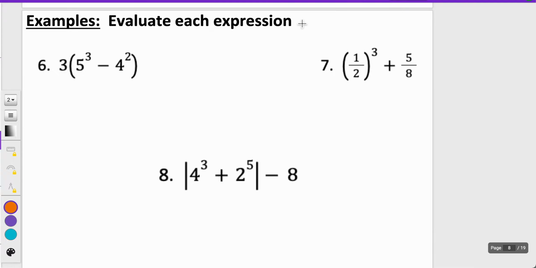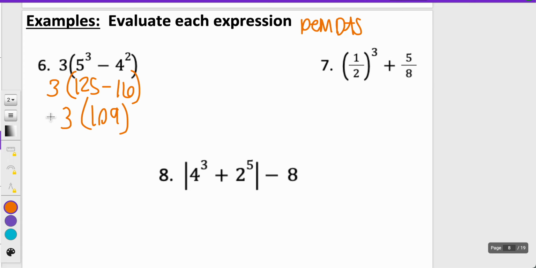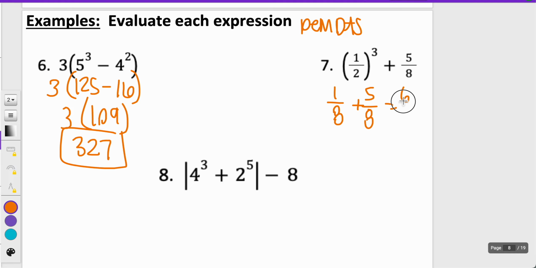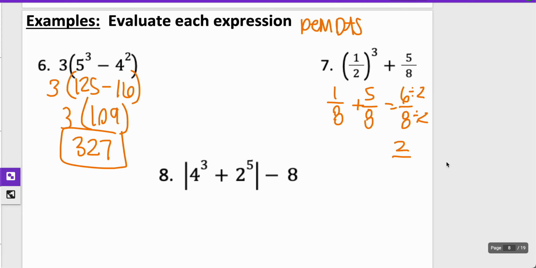I'm still going to start evaluating here, except now I'm going to focus on PEMDAS. So let's make sure we're doing order of operations. The first one, I'm going to do 5 to the 3rd minus 4 to the 2nd. That's 125 minus 16, which is going to give me 109, and then I will multiply by 3, which gives me 327. For number 7, 1/2 to the 3rd power, that'd be 1/8, plus 5/8 gives me 6/8, and I reduce that by dividing by 2. I'm going to get 3/4.